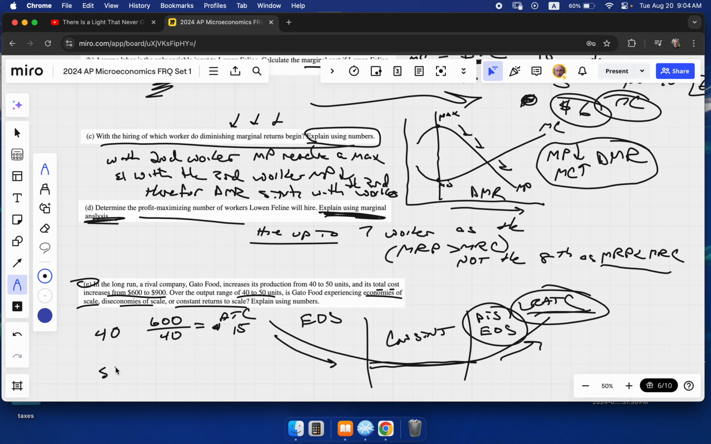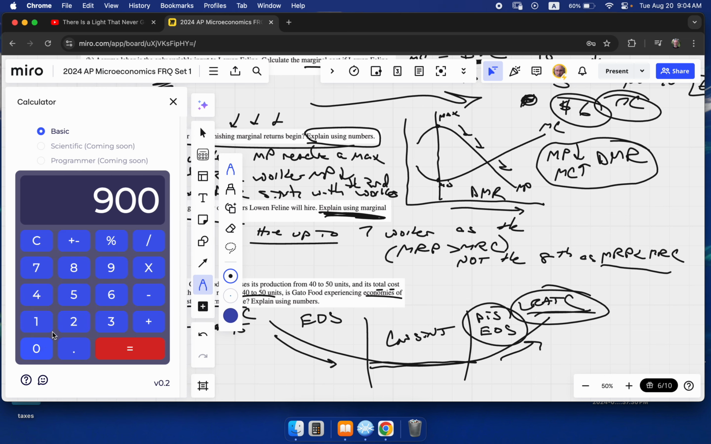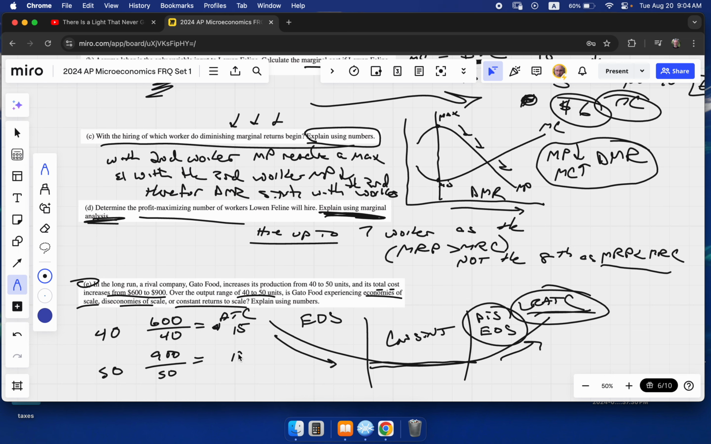And then when we move to 50 units, our total cost went up to 900 divided by 50, the quantity. Should be able to do that in my head, but let's trust the calculator. $18. Look what happened to our long run average total cost, right? It went from 15 to 18. Your long run average total costs are going up. So we're going to say that we're in the diseconomies of scale section. And we did that explaining how those long run average total cost numbers went from 15 to 18. I hope that makes sense and it's clear to you.